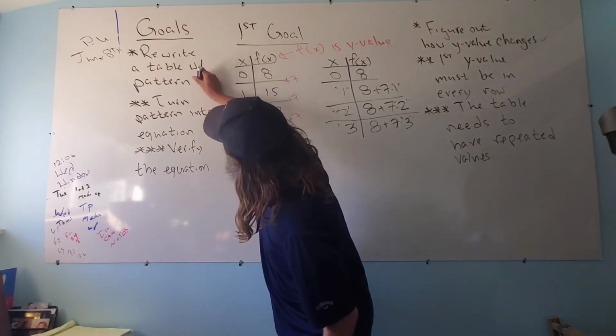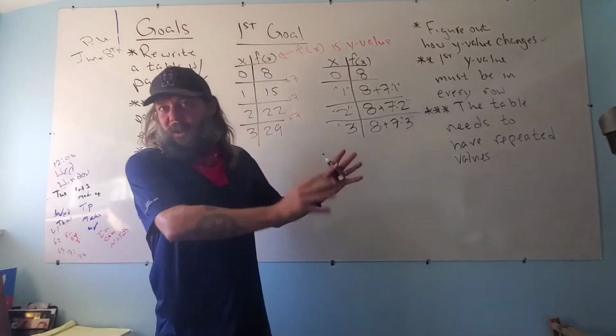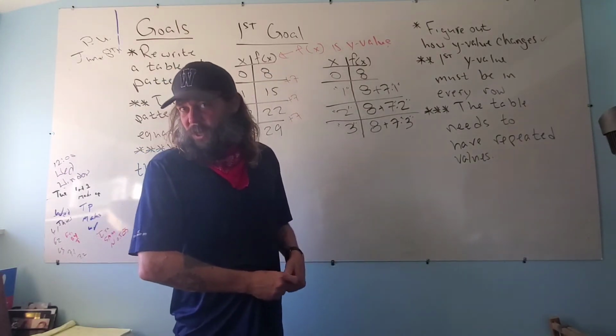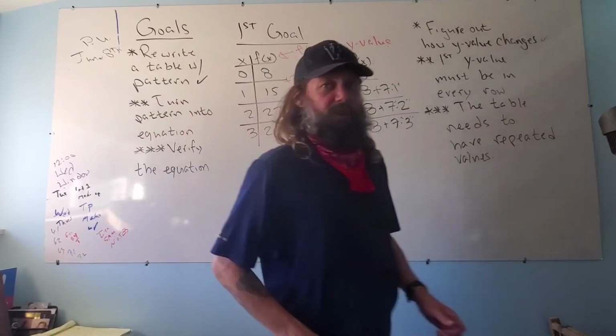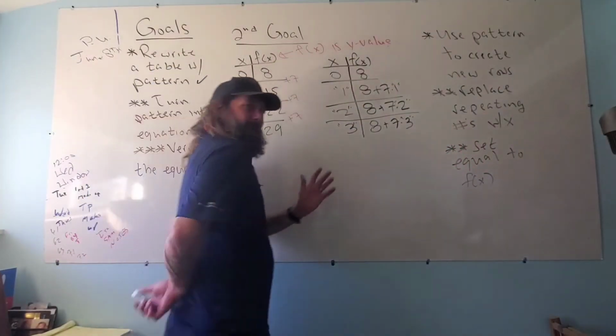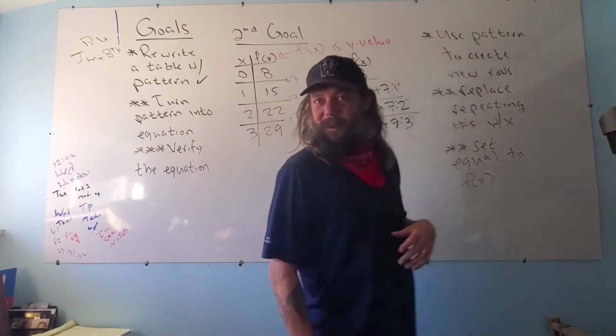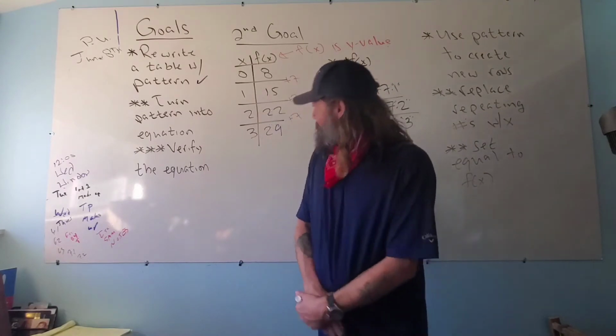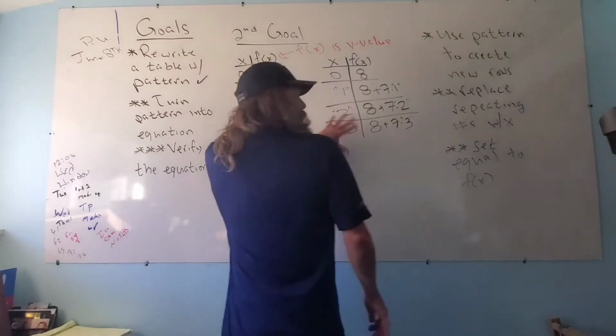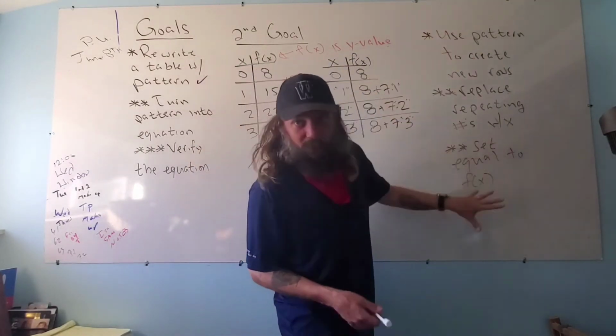I'm going to pause the video so I can write down what we're looking for to accomplish our second goal. But hopefully this is going to make it easier for you to understand. I'm back. Alright, so now we're moving on to our second goal. What we're going to do is turn our pattern into an equation. I didn't change my table, I just changed what I wrote here.